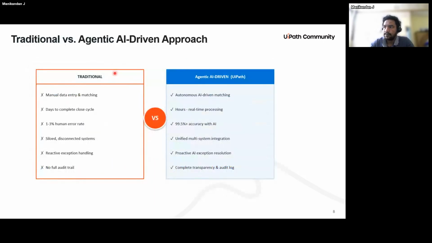So now, traditional versus agentic AI. As we spoke, manual data entry, matching the rows, days to complete the close cycle, with 15 FTEs, not a single FTE.